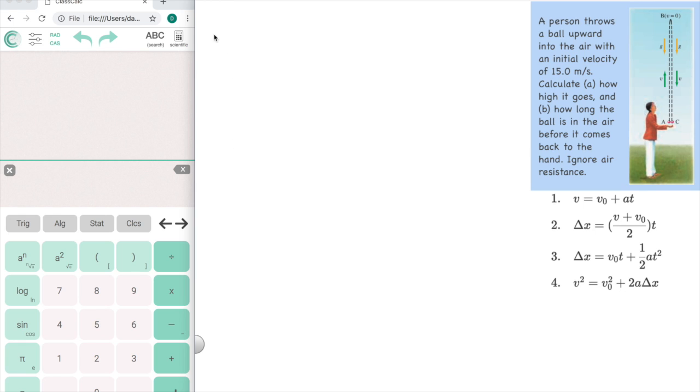So we'll go right ahead and start with part A. What I like to do with physics is, first of all, lay out all of the potential equations we might be using. I've laid out the kinematics equations right here. It's always good to have them in front of you so you know what tools you have at your disposal. Now, we're told that the initial velocity, or v naught, is 15 meters per second. In the first part, we're looking for height, which is going to be some sort of displacement, a delta x here.